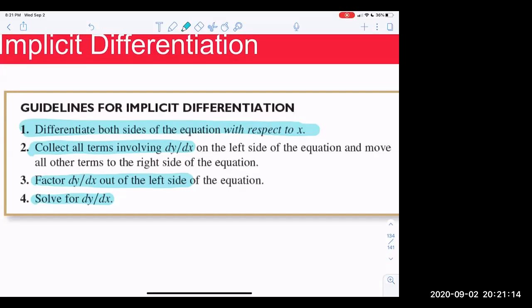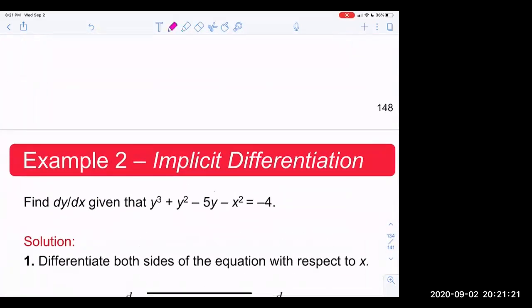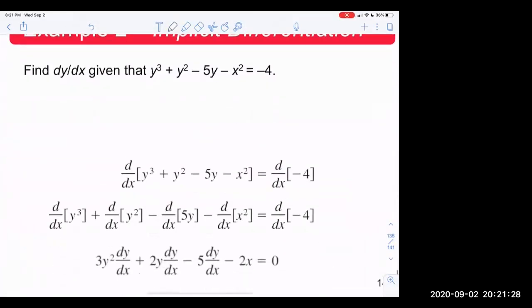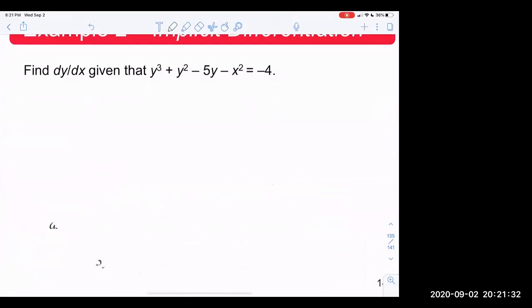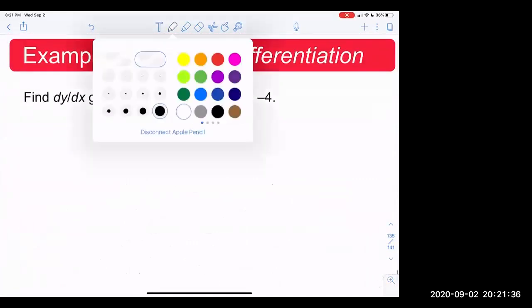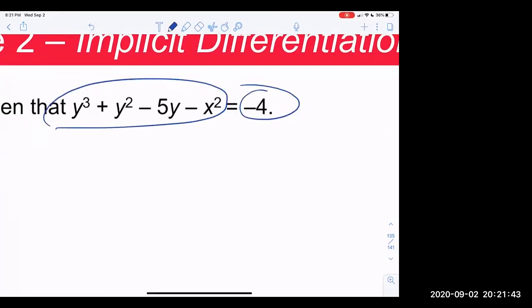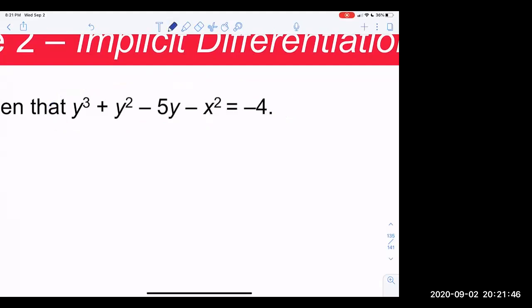Okay, so let's see what that looks like. So you will actually get an equation, a real life actual equation. You will see that this equation has a left side and a right side, and you're going to differentiate both sides. Okay, so the left side has 4 different terms that you're going to have to differentiate each of them, right? So what's the derivative of y cubed? 3y squared dy dx.